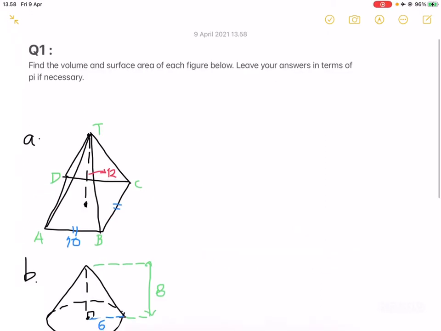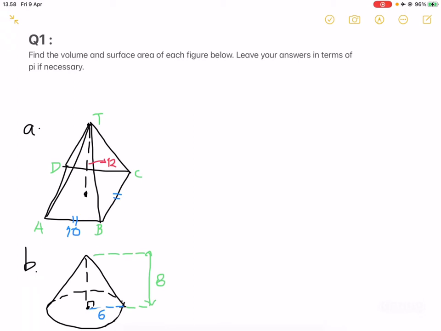Starting off pretty easy, this is question 1. Find the volume and surface area of each figure below. Leave your answers in terms of pi if necessary. So if you have a pi in your calculation, it's just best to keep it.